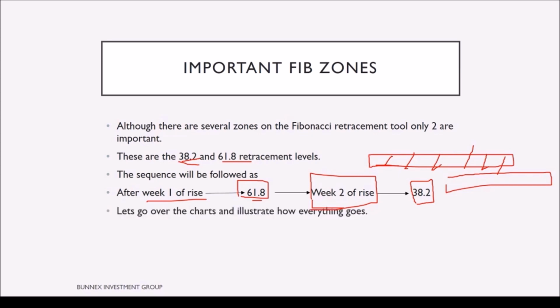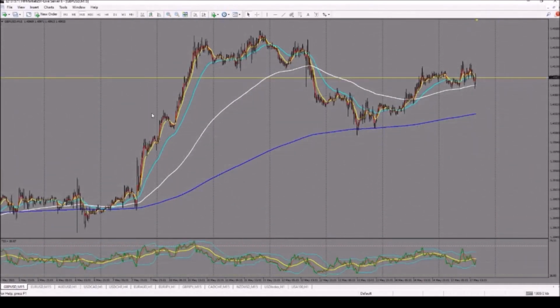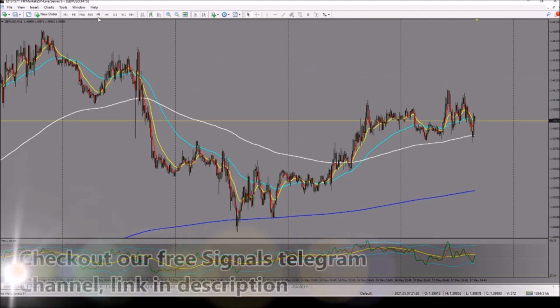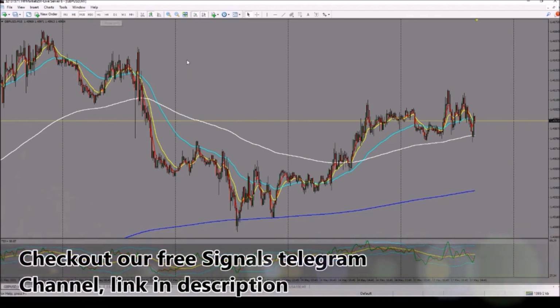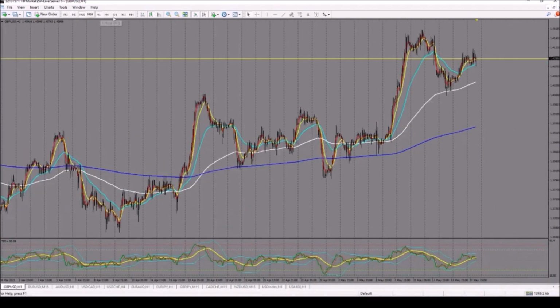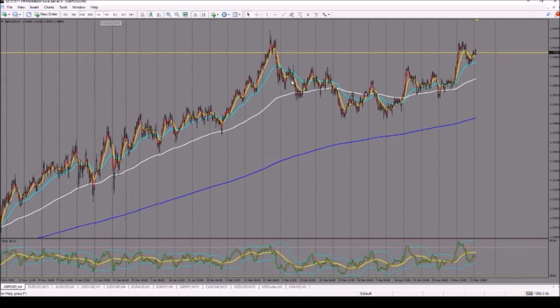So let's go over the charts and illustrate how everything goes. This is GBP against USD, and I'm going to use the 1 hour. As you can see, we are on the M15 time frame. I'm going to use the 1 hour time frame to do the explanation. So as you can see, let's start on the higher time frame so that it will be easier for us to see.